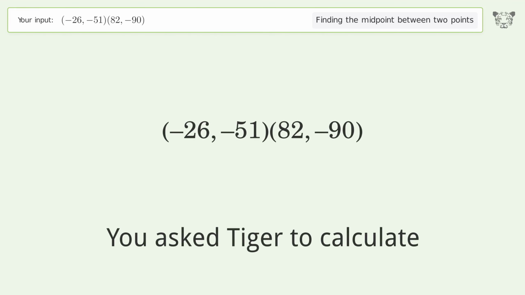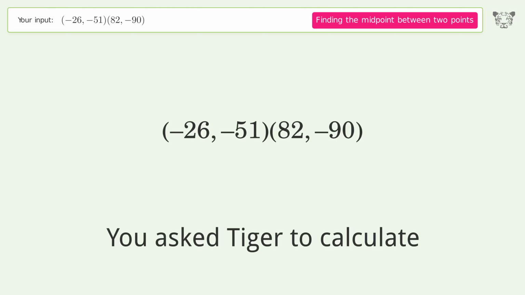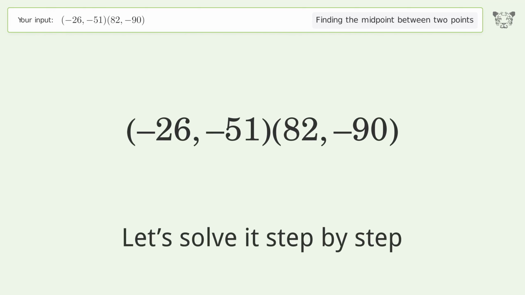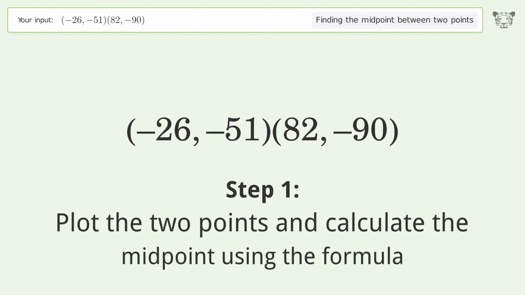You ask Tiger to calculate. This deals with finding the midpoint between 2 points. The midpoint between the 2 points is 28, -70.5. Let's solve it step by step. Plot the 2 points and calculate the midpoint using the formula.